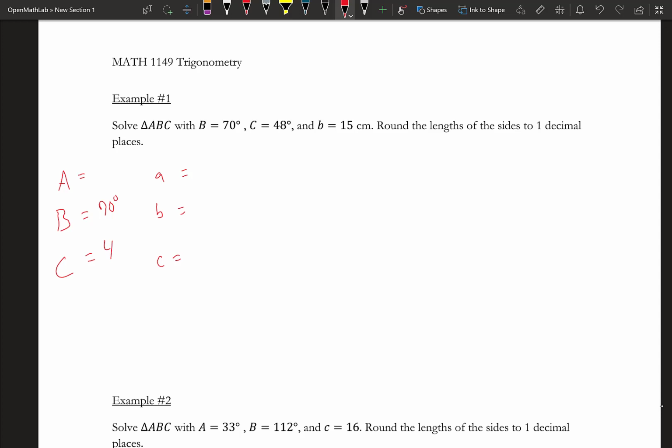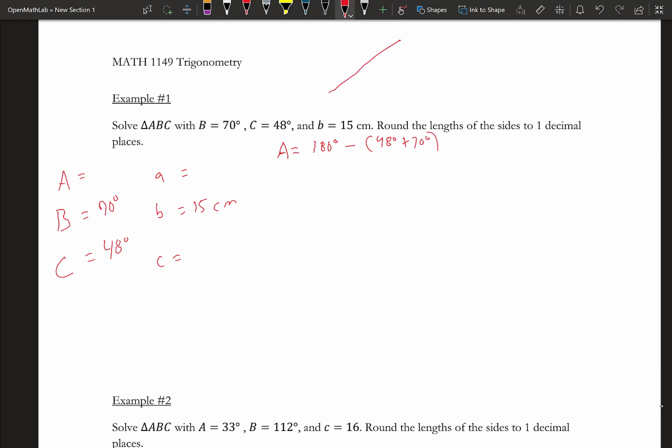Angle C is 48 degrees, and then b is 15 centimeters. We want to be able to solve for all of these. So angle A will be easy to figure out, because the sum of all the angles in a triangle is 180 degrees. So A is going to equal 180 degrees minus 48 degrees plus 70 degrees.